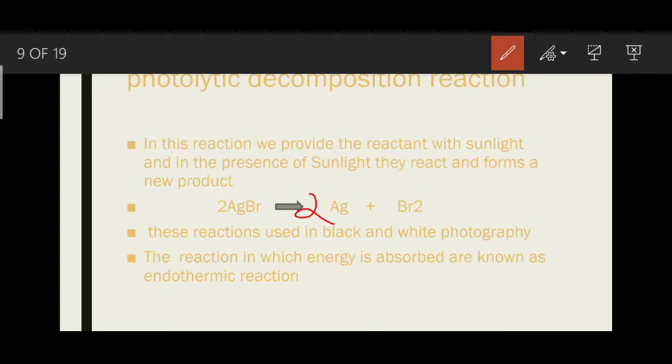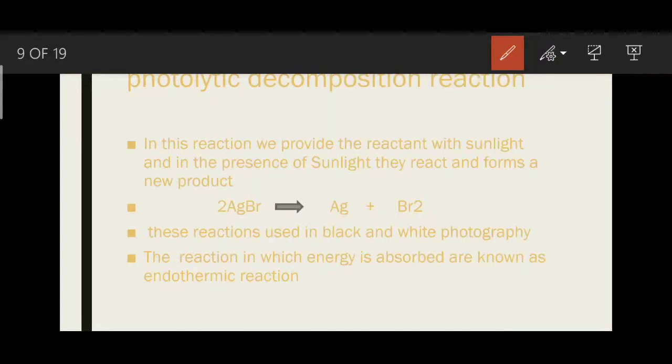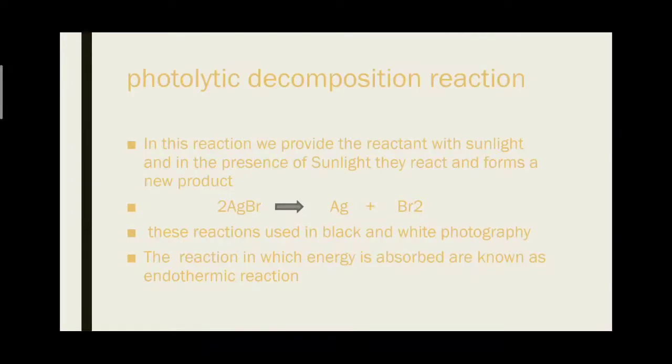Let me tell you the symbol of sunlight too. That is h nu, h and nu. This is the symbol of sunlight. These reactions are used in black and white photography. These above two, AgBr and AgCl reactions, are used in black and white photography.